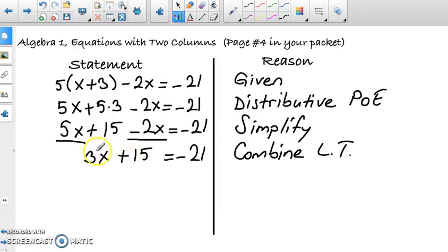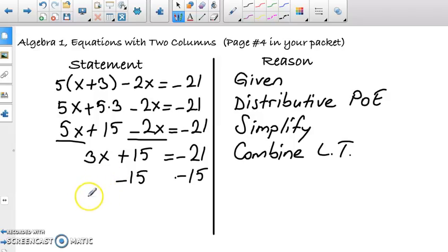Next, I'm trying to solve for x. So x is still not alone. There's an addition over here. The best way to get rid of this plus 15 is subtract 15 on one side. And I know that from the subtraction property of equality, if I subtract one number from one side of the equality, I have to do the same thing on the other side of my equality. So I subtract 15 from this side too.